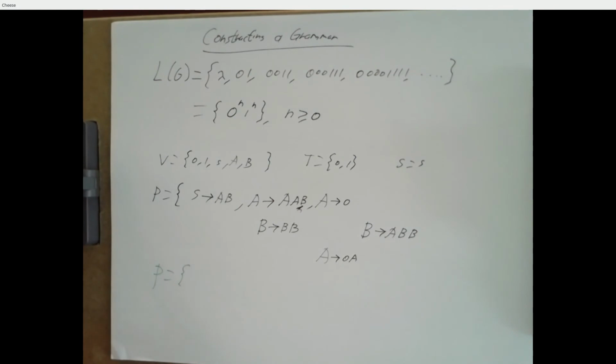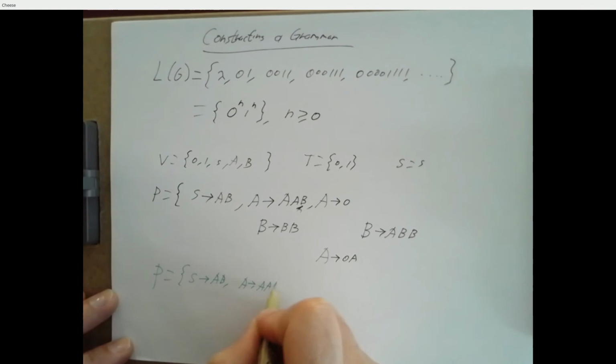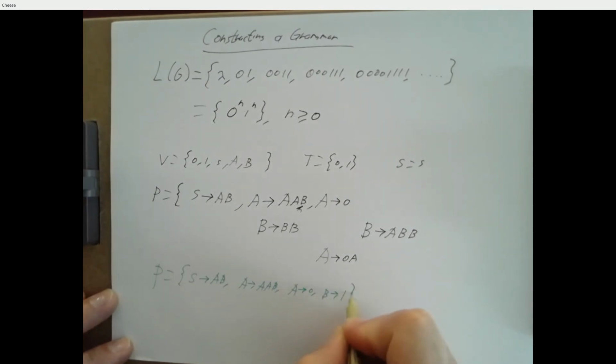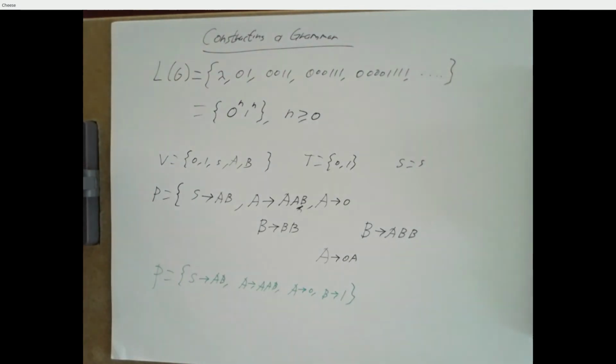So what do you suggest here? So I suggest S goes to AB, A goes to AAB, and then A goes to 0 and B goes to 1. All right. So we've definitely got a 0, 1. We could go to AAB, which would get us 0, 0, but that could get us 0, 0, 1, followed by a B. Okay, I like this.